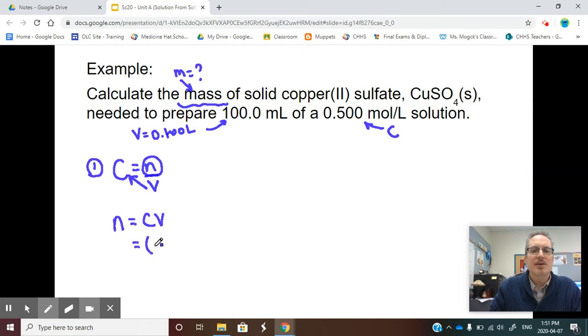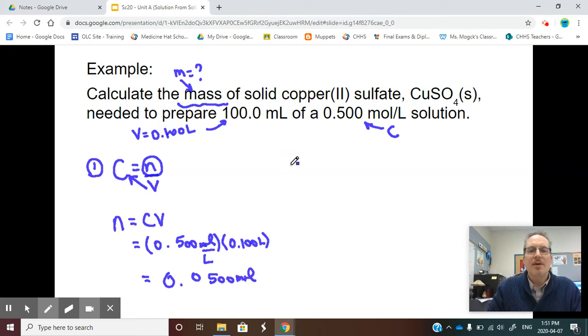So we are going to take 0.500 moles per liter, and multiply it by 0.100 liters. And the number of moles I'm going to get is 0.0500 moles.